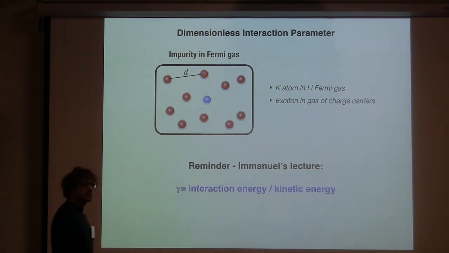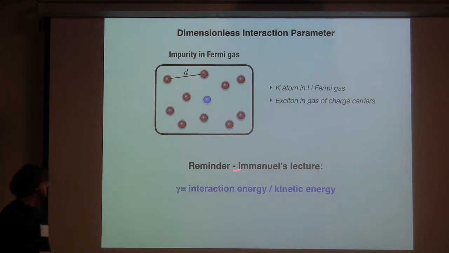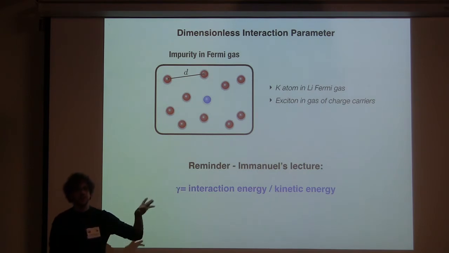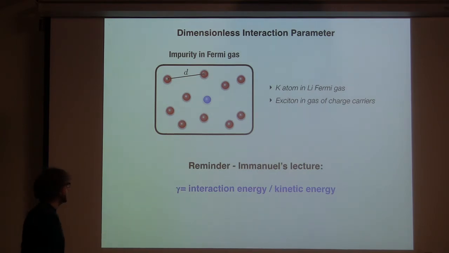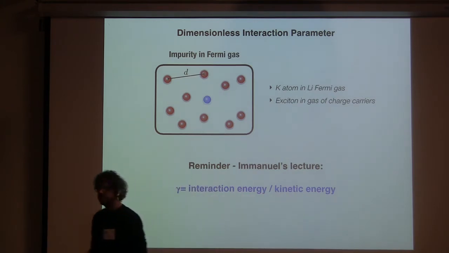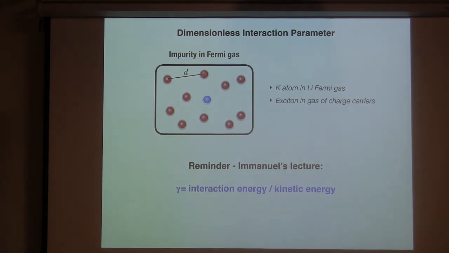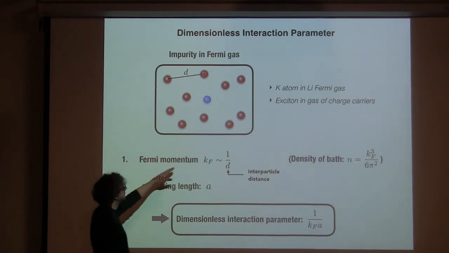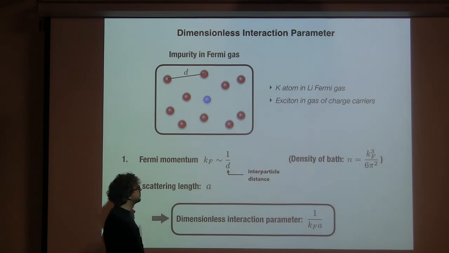So coming back to the lecture of Immanuel, he might make the point that we have to somehow characterize the interaction strength in the system. So we want to compare the interaction energy versus, for instance, the kinetic energy. We want to express things in dimensionless quantities. In this case, we can consider the kinetic energy of a Fermi gas, which is basically given by the Fermi energy of the system. And the Fermi momentum is related to the Fermi energy by kF squared divided by twice the mass.